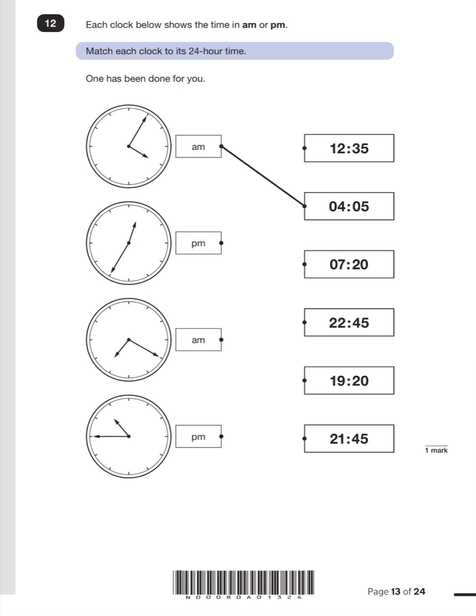Number 12. Each clock below shows the time in AM or PM. Match each clock to its 24-hour time. One has been done for you. So we've got 4:05. This one in PM, you've got 12:35. 12:35. This one we've got 7:20 AM. So that's 7:20. This one in PM, we've got 10:45. In PM, 10 is 22. So 22:45.